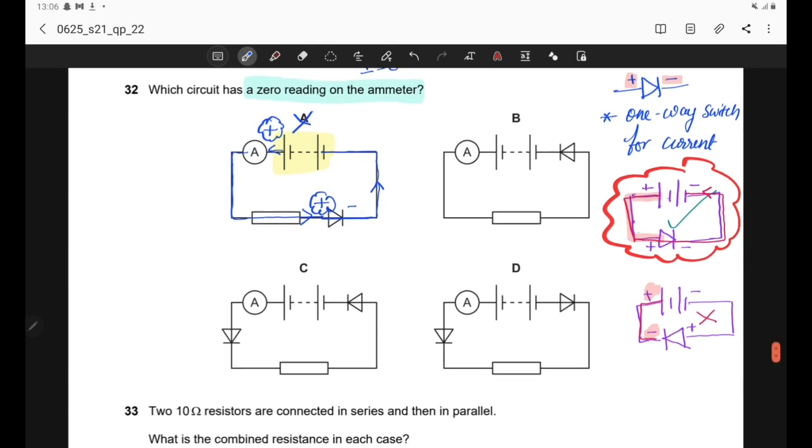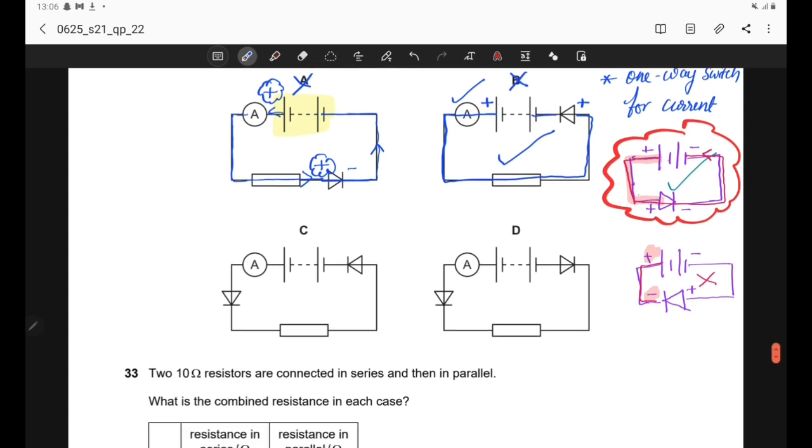When we look at option B, we can check whether the diode is connected forward or reverse. The cell positive side is connected to the positive side of the diode. So there will also be a current, and there will be a reading on the ammeter. Therefore, option B is also wrong.